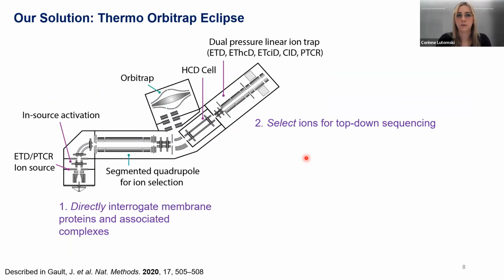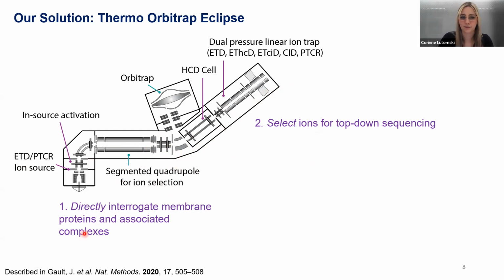So our solution, we use the Thermo Orbitrap Eclipse. This is a great instrument. It meets the requisites for our experiments. And the two major ones that I just talked about were that we first want to directly interrogate membrane proteins and their associated complexes. And then two, we want to select ions for top-down sequencing, and the Eclipse allows us to select in both the quadrupole or the ion trap.